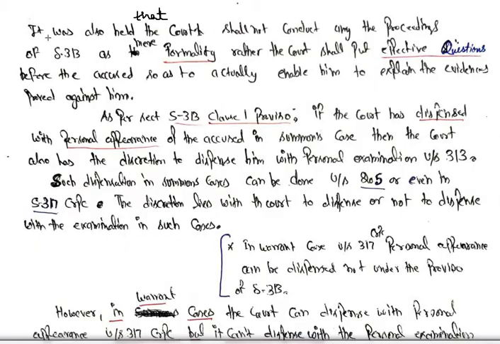Then, right, it was also held that the court shall not conduct the proceedings of section 313 as a mere formality. Rather, the court shall put effective questions before the accused so as to actually enable him to explain the evidence proved against him. Means आप accused को एक visible मौका दे रहे हो. Some evidence is proved against the accused and you are giving a reasonable opportunity to the accused by asking questions directly. And what does he have to say regarding that upon the questions?